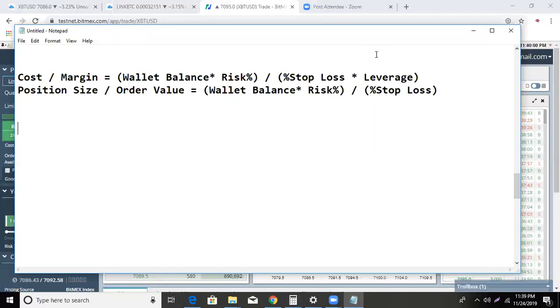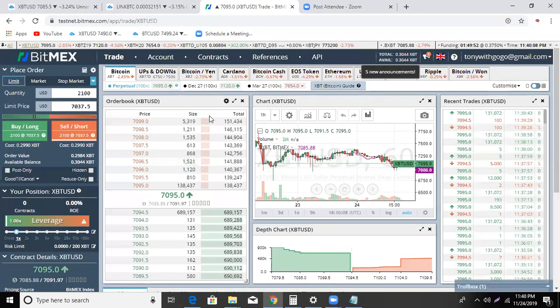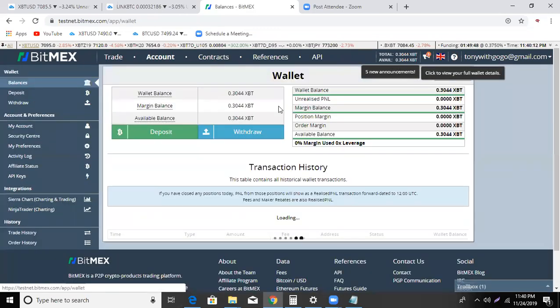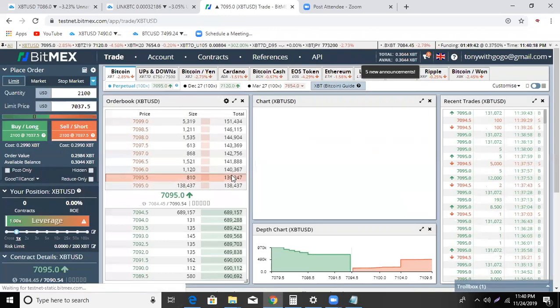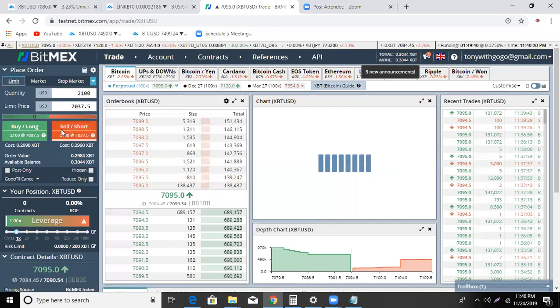As you use it for normal trading without leverage, it's order value. Okay, so I've got a testnet account here on Bitmex, and you can see it has an available balance of 0.3 Bitcoin. Okay, and I'm going to show you.